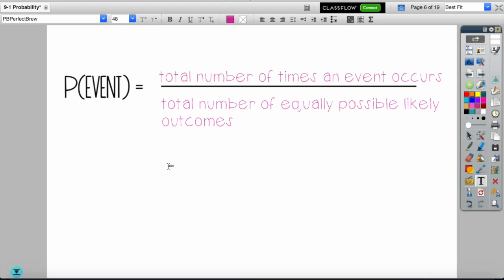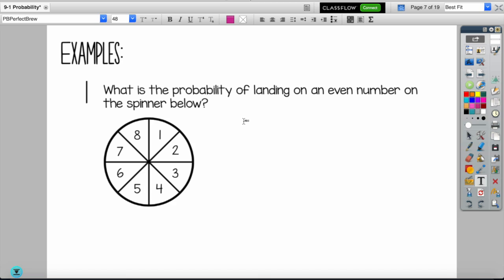the probability of it landing on a head, well, the number of times that a head actually occurs is one time. Okay? The actual total number of equally likely possible outcomes is 2. It's either going to land on a head or a tail. Hence, you have a probability of 1/2. Now, do realize that's a very basic example, but that is what probability is. Let's take a look at this next example.